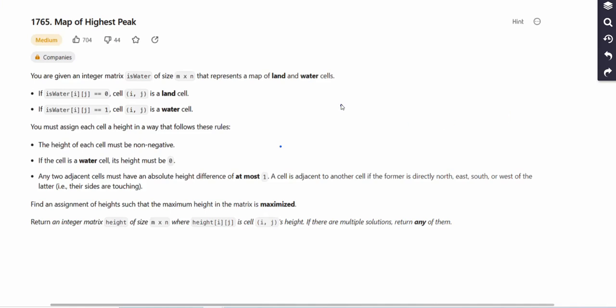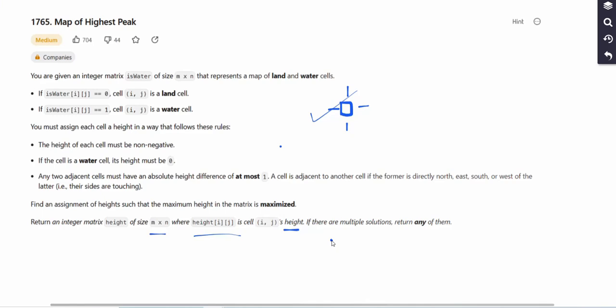And we know what adjacent cells are. For any cell of the matrix, all the cells present at the left, right, up and down of this cell are its adjacent cells. So we have to return that matrix height, which has dimensions m cross n, where each cell in this matrix is a height. And if there are multiple solutions, obviously there would be multiple solutions, then we can return any of the valid solutions. So in this problem, following these rules, what we have to make sure is that we assign heights to each cell such that the maximum height in the given matrix is maximum.